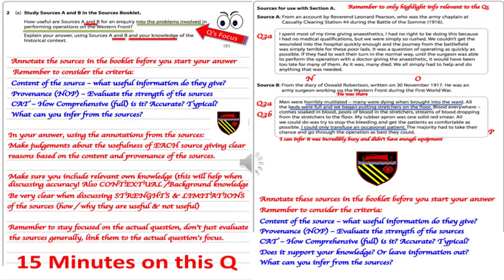Source A is an account by Reverend Leonard Pearson, who was the army chaplain. So he wasn't even a doctor, he wasn't medically trained in any capacity, but he was obviously dealing with wounded soldiers. The second source, source B, is from the diary of Oswald Robertson, an army surgeon working on the Western Front.